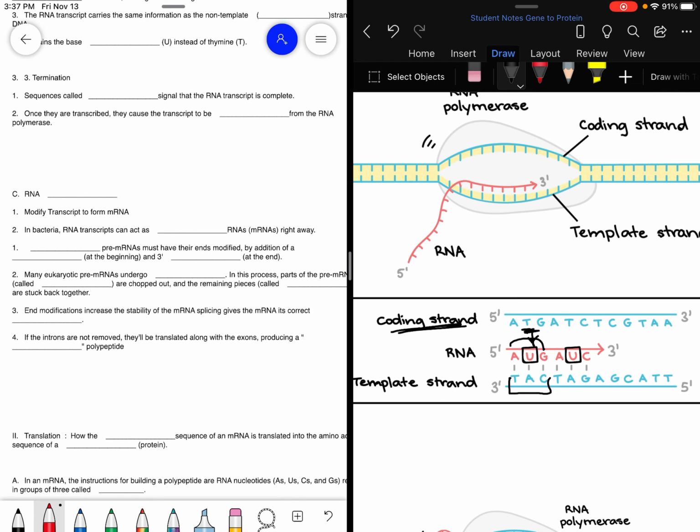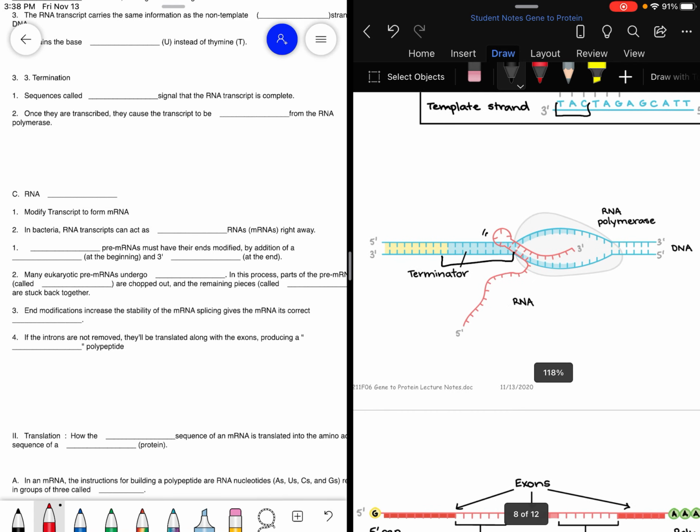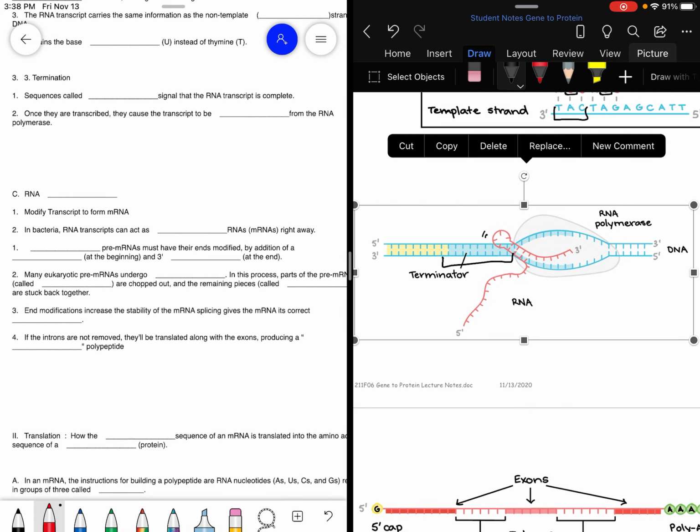Okay, the last step is termination. So what do you think termination is? Termination is when it stops. In termination, sequences called terminators signal that the RNA transcript is complete. Once they are transcribed, see this terminator sequence here, they cause the transcript to be released from the RNA polymerase, and you can see this happening here. The terminators cause it to fall off as it pulls away from the RNA polymerase.